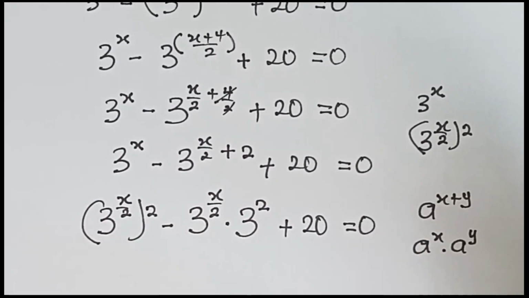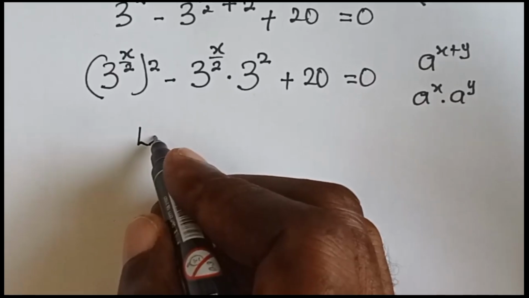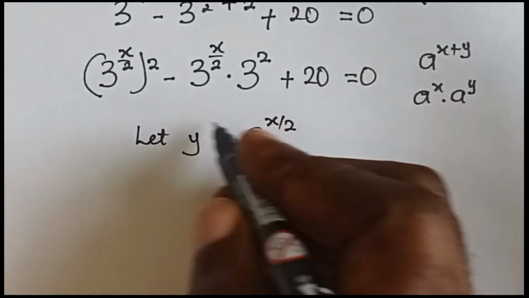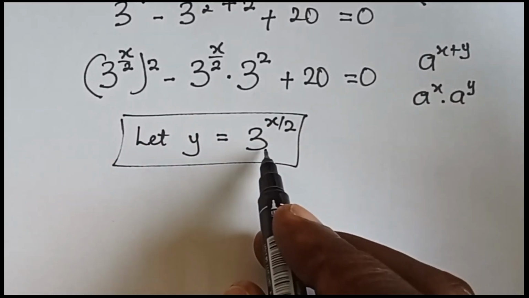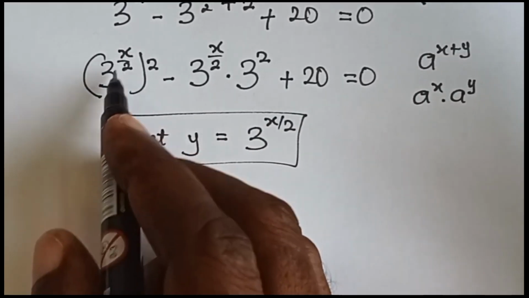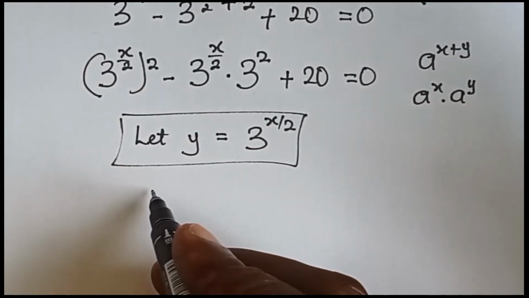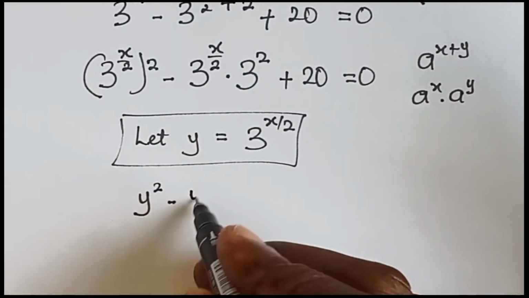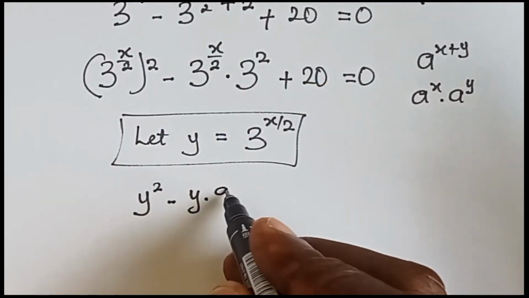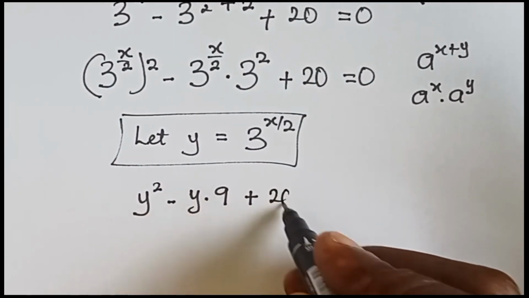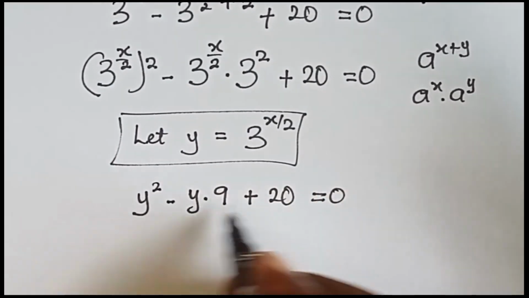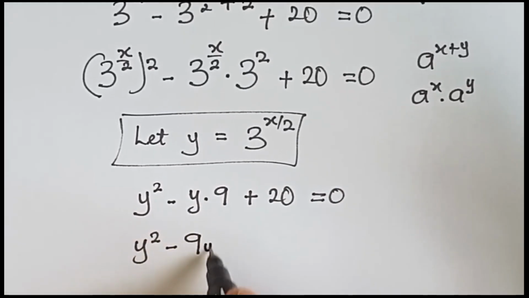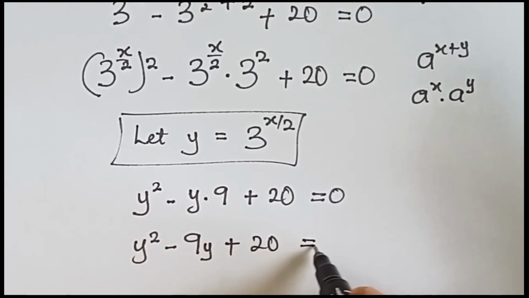Alright, so from here we can say let y equals 3 raised to x over 2. So anywhere we see 3 raised to x over 2, we can write y. So here we have 3 raised to x over 2, we write y raised to 2 minus y multiplied by 3 raised to 2, which is 9, plus 20 equals 0. Alright, so we can write this as y squared minus 9y plus 20 equals 0.